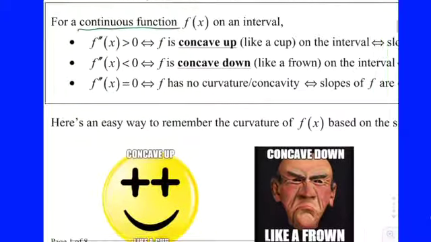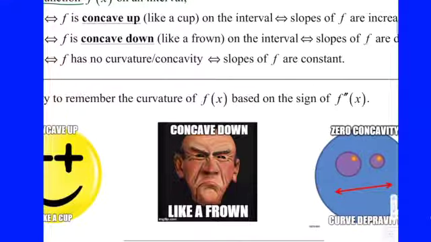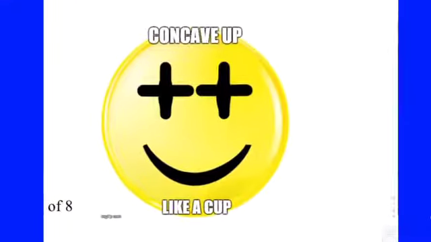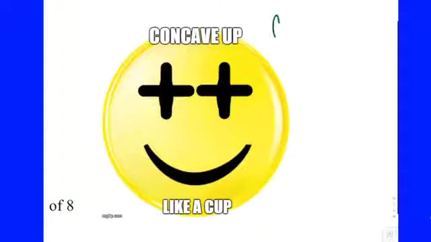Okay, so here's an easy way to remember the curvature of f, or the concavity of f, based upon f double prime. If the second derivative is positive, okay, draw a smiley face, but put plus signs in his eyes to represent positive, yes? Well, if you've ever seen anyone with plus signs in their eyes, I bet they've been smiling, right? It is hard to frown when you've got plus signs in your eyes, because you're happy, you're positive, you're upbeat, you're doing Rachel's challenge, all that good stuff, okay?